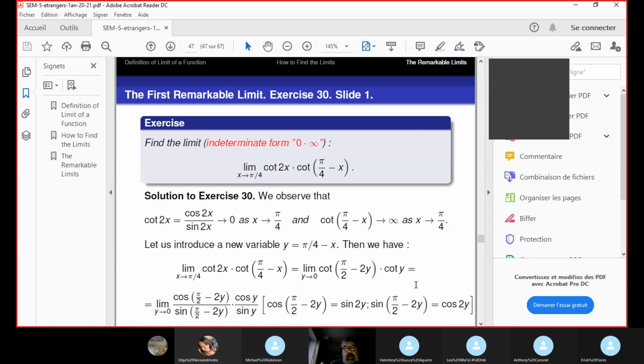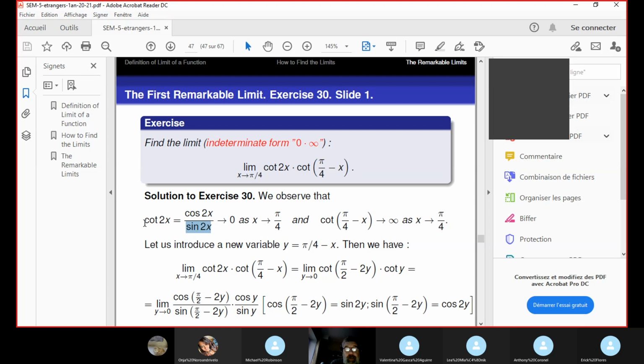So, next exercise. You see, something maybe more difficult, but in this case, we make use also of the first remarkable limit. So first of all, we have a product of cotangent of 2x and cotangent of pi over 4 minus x. And we want to find the limit as x goes to pi over 4. So by the definition of cotangent of 2x, we have that it will be cosine of 2x divided by the sine of 2x. And you see, as x goes to pi over 4, this cotangent goes to 0.